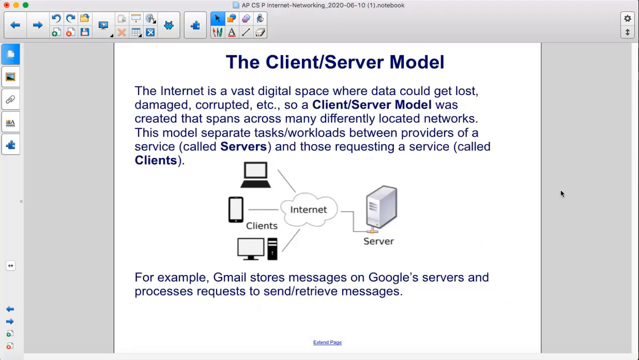The internet is a vast digital space where data could get lost, damaged, corrupted, etc. So a client-server model was created that spans across many differently located networks. This model separates tasks and workloads between providers of a service, called servers, and those requesting a service, called clients. For example, Gmail stores messages on Google's servers and processes requests to send and retrieve messages.